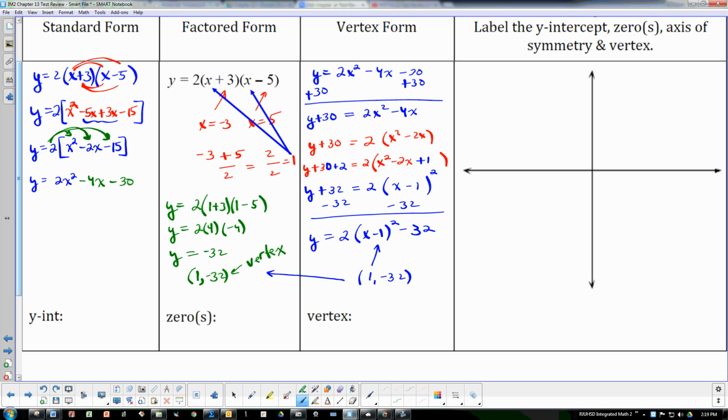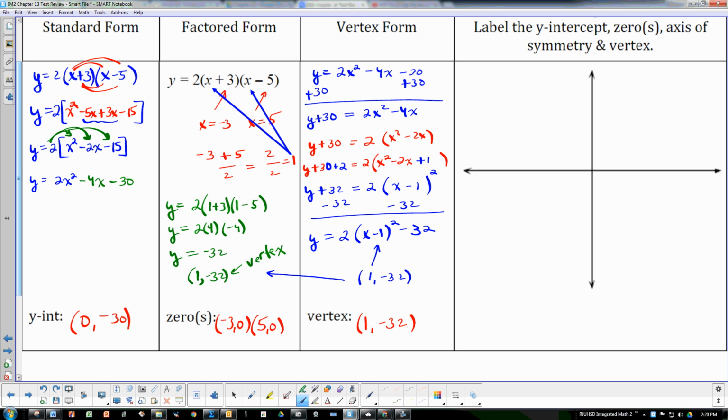All right, let's zoom back out and let's take care of some of these important characteristics. The y-intercept is negative 30, and more importantly, it's not just negative 30. It's going to be 0 comma negative 30. The zeros, well, we already found them, but it's going to be negative 3 comma 0 and 5 comma 0. Those are the x-intercepts. The vertex happens to be 1 comma negative 32, and you can see it. We've done it 2 different ways. And now let's graph this thing.